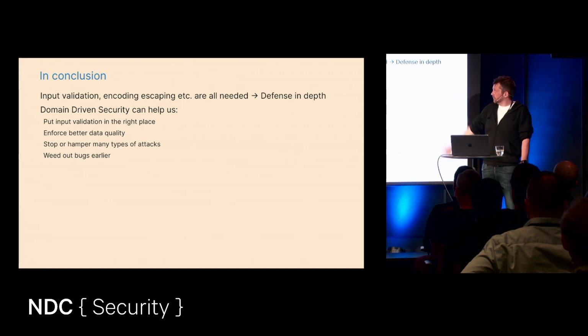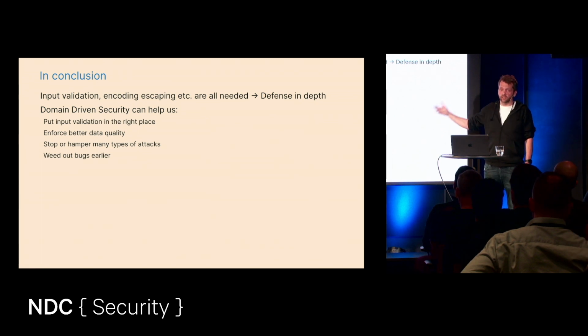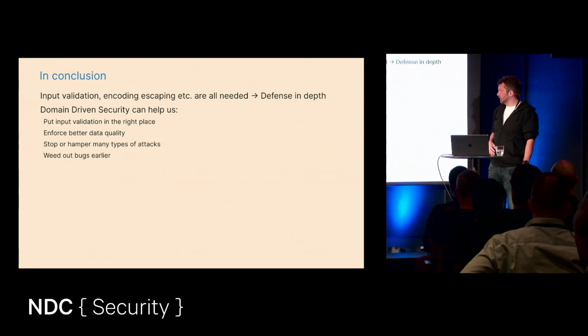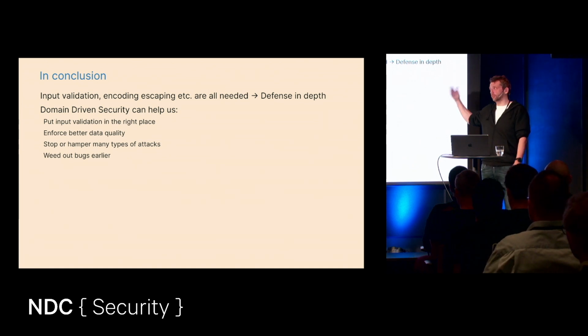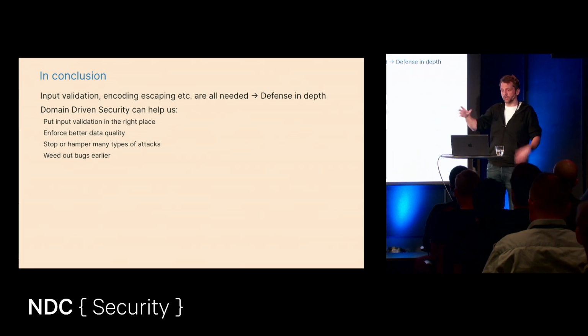I think domain-driven security can help us here. I think it puts input validation in the right place. I think it can enforce better data quality because we have proper types going around. And it can stop and hamper many types of attack because of the input validation stuff. And we can get things that used to be runtime bugs to become compile time bugs because we're going to catch them because the types are wrong.